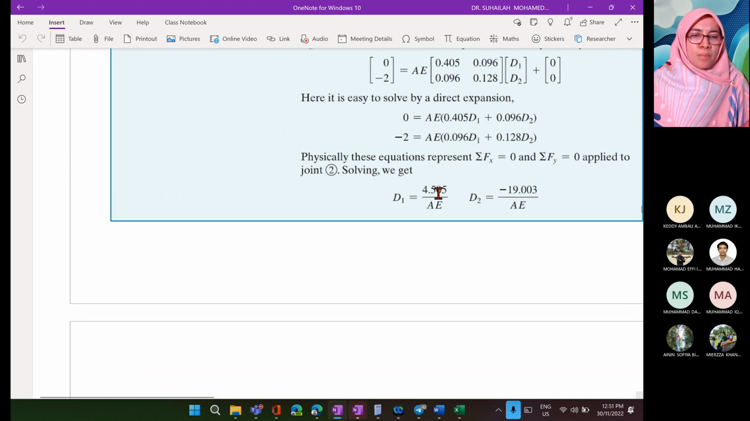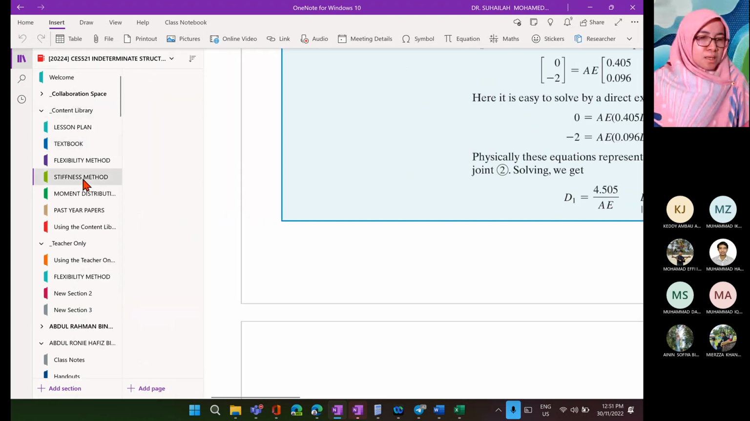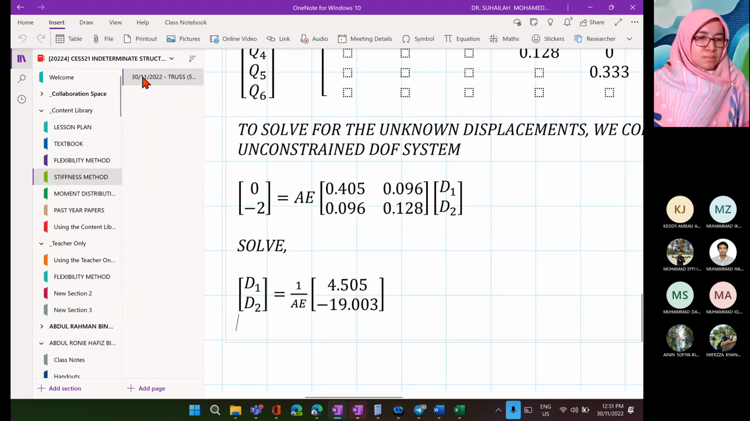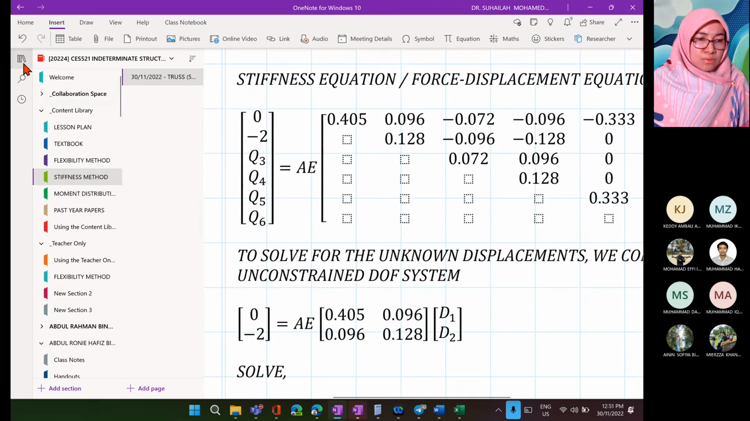So it is 4.505 and negative 19.003 divided by AE. So this is the unknown displacement, if we don't have AE value given. Okay. So this is the answer for D1 and D2. And after that, we have to continue to calculate.